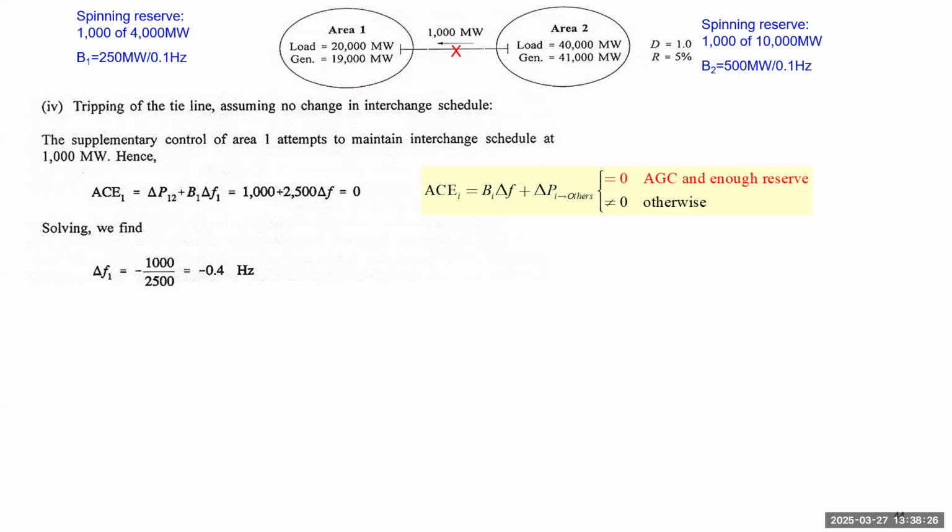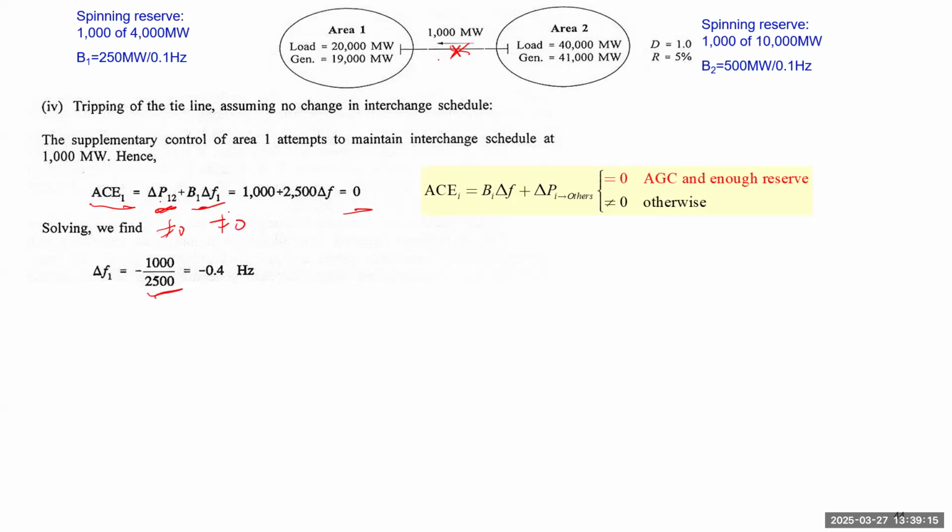For the next case, what if we open this tie line, and the operator didn't update the ACE setting because he didn't notice the loss of the tie line? So the supplementary control or the AGC of area 1 will still try to maintain the interchange schedule at 1,000 megawatt, which means ACE1 will try to be 0. But because we lost this line, the tie line flow changes, so this one cannot be 0, right? That one will be that 1,000 megawatt. So that change means that, because this one is not 0, this one cannot be 0.